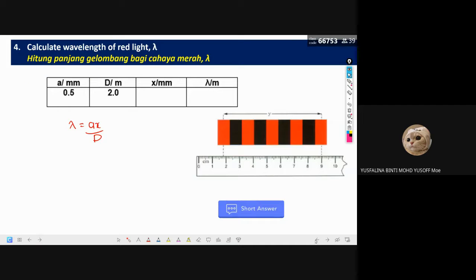Okay, so let's check the answer. So a is 0.5, it's already been given by the question, and also d is 2.0. So the question needs us to find the x and also the lambda. So how do you find the x? Remember x is from the bright fringe to the bright fringe, so it's from here to here, or you can take from dark to dark. So you can choose.